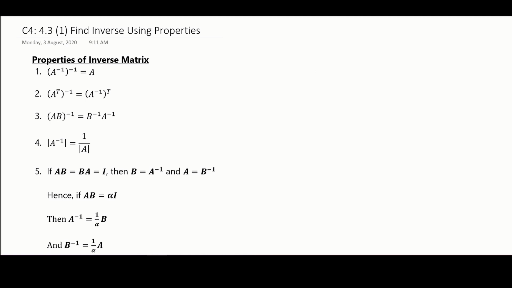The second property is that the inverse of A transpose is just the transpose of the inverse of A. The third property is that the inverse of AB equals B inverse times A inverse. So that means if we know A inverse and B inverse, and we want to find the inverse of AB, we don't have to do the multiplication. We just take the inverse of B times the inverse of A.